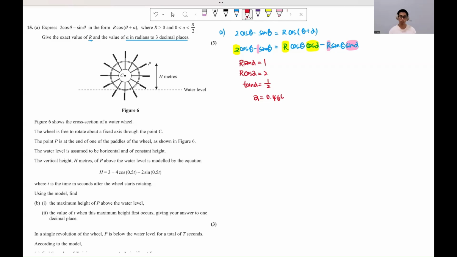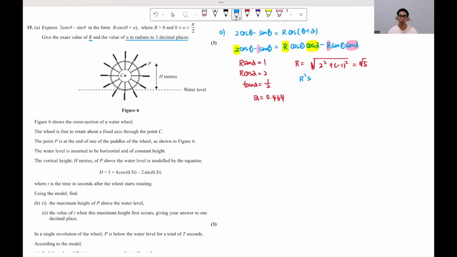0.464 radians. And then to find the exact value of r, if you know how to do it, you can just use Pythagoras, like the square root of 2 squared plus minus 1 squared, which is just root 5. And if you want to know how to get that, I can show you as well, but you don't need to do that in the exam. You can just use r equal to the square root of the coefficients squared added together, and that'll be the answer. But if you really want to know why, you can square each one.